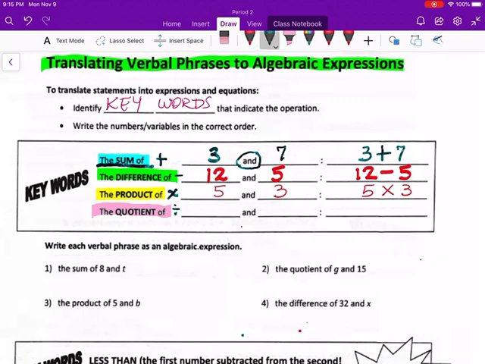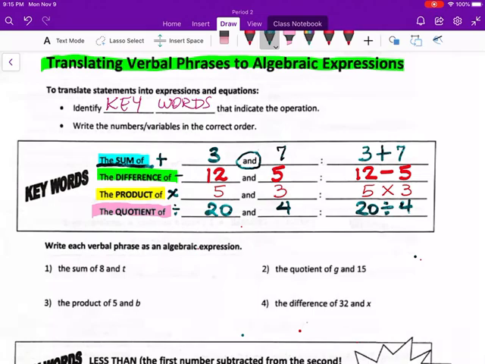Finally, we have the quotient. The quotient means the division. So it would say something like the quotient of 20 and 4. So that means 20 divided by 4. The quotient of 20 and, where you hear the word and, that's where you put the keyword. Okay? The quotient of 20 and 4. So make sure you copy that in your notes. The sum is addition. The difference is subtraction. Product is multiplication. And quotient is division.